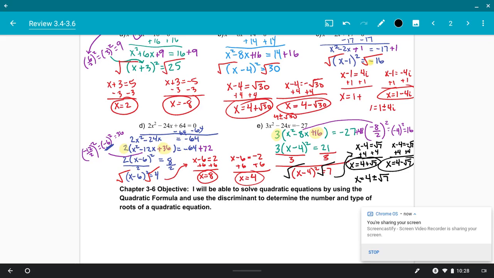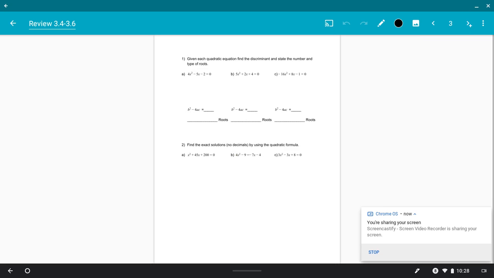All right, guys, so this is the review solutions for section 3.6. This is work on solving quadratic equations by using the quadratic formula and the discriminant to determine the number and type of roots of a quadratic equation. This is my jam. I like this.